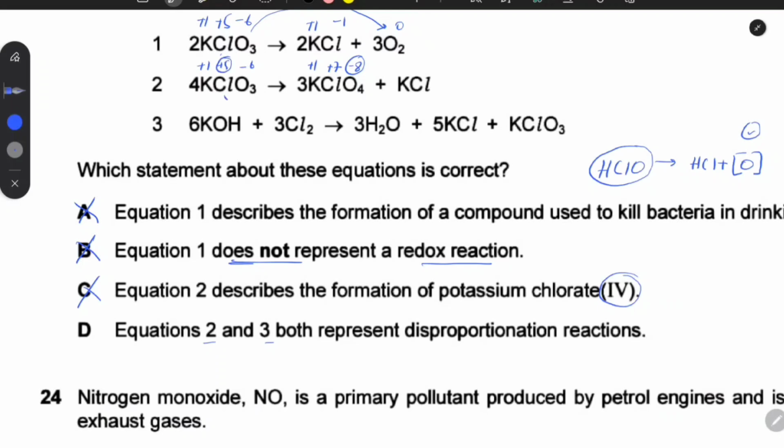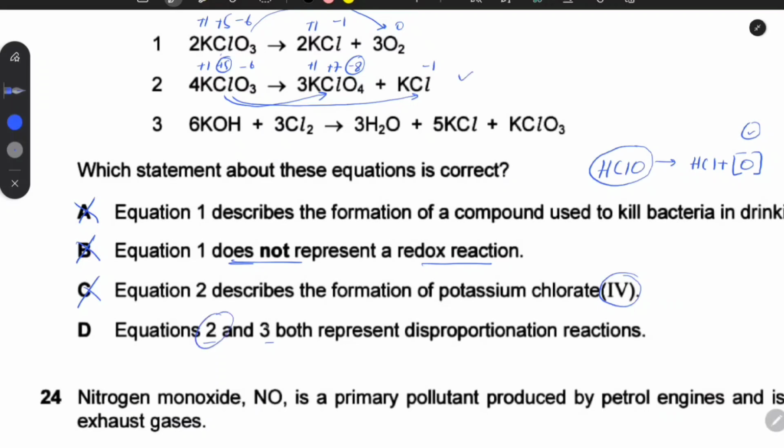So chlorine is changed from +5 to +7, its oxidation number is increased, so this shows an oxidation reaction. And in potassium chloride, chlorine has a -1 charge, so that is why it is reduced. So the same atom, chlorine, is oxidized and reduced, so this equation shows a disproportionation reaction.